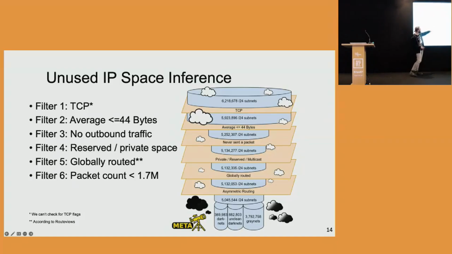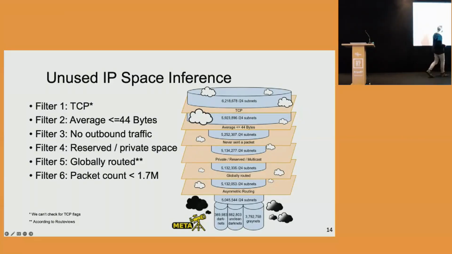Then we have got our magic byte threshold. We're not looking for any outbound traffic. We were further filtering out reserved IP address space or private IP address space because they can't be a telescope, right? We also require the telescope to be globally routed. As said, you have to announce your prefix. If it's not announced, it can't be a telescope. And lastly, we're applying our packet count threshold.